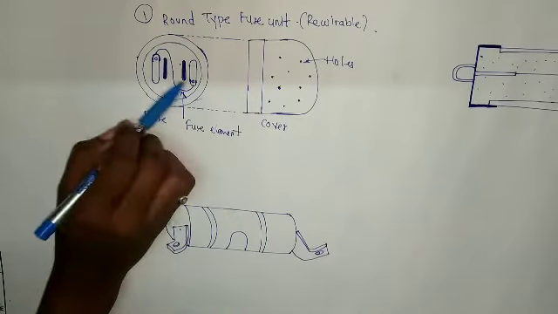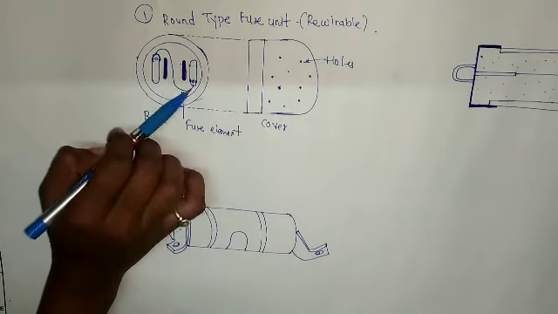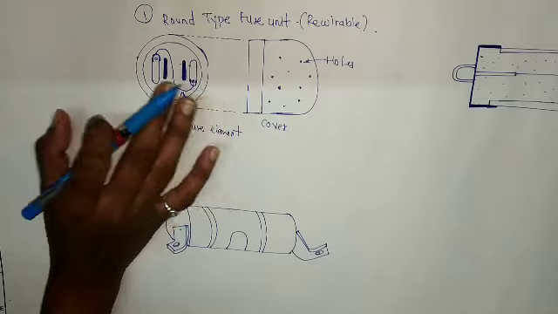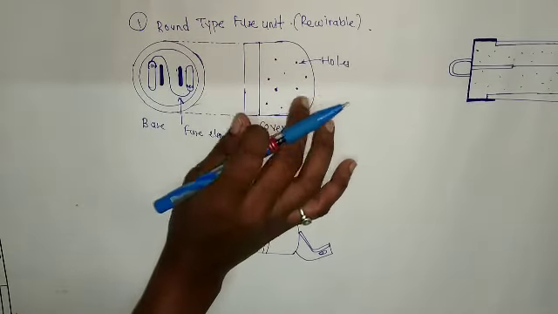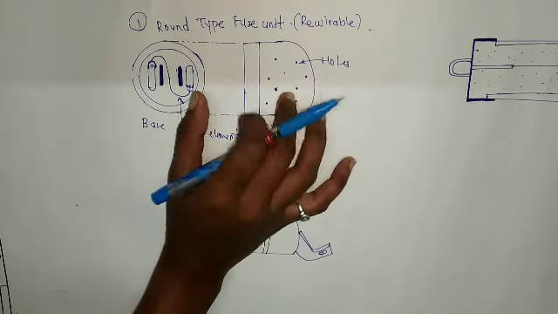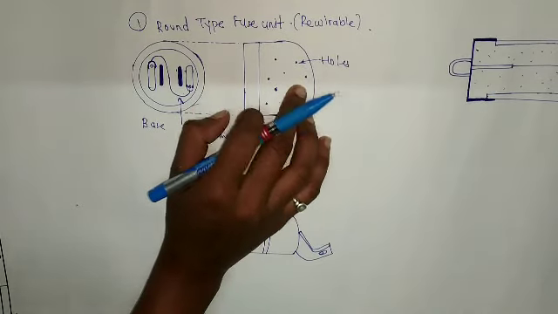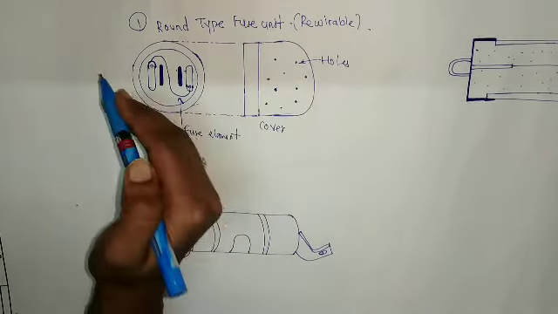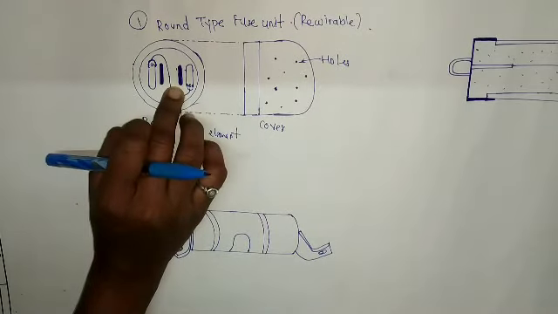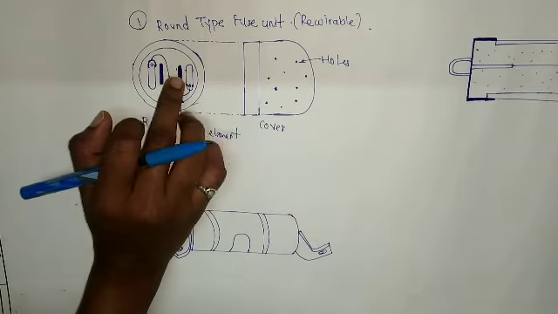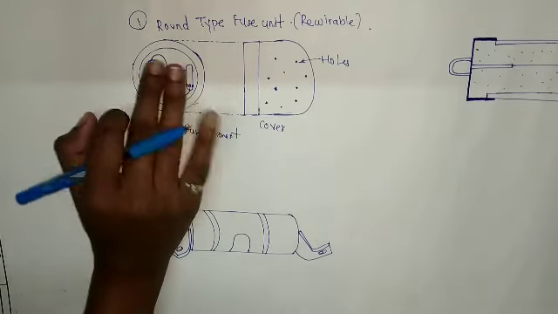It has two terminals in which a fuse element is fitted. Everything is clear up to here. Now this is the cover. On this cover they have provided small holes. These holes provide the entrance of air to help the burning or melting of this fuse element, and whenever the melting happens, some gases are produced.